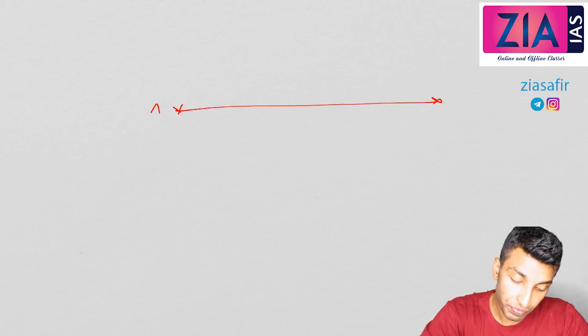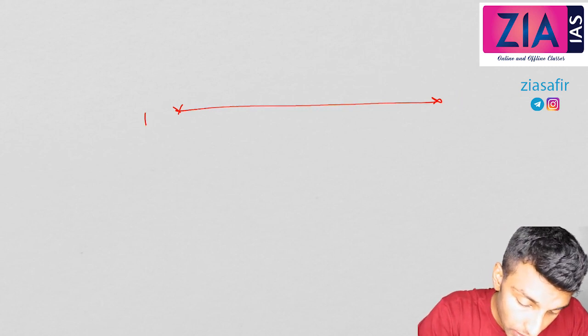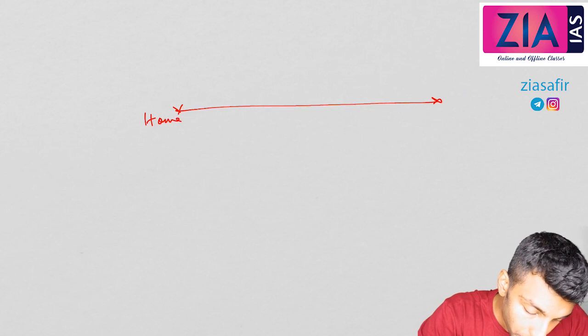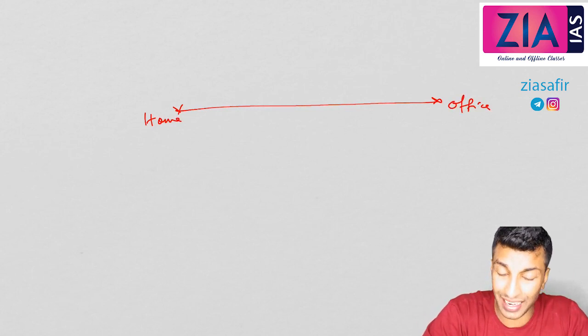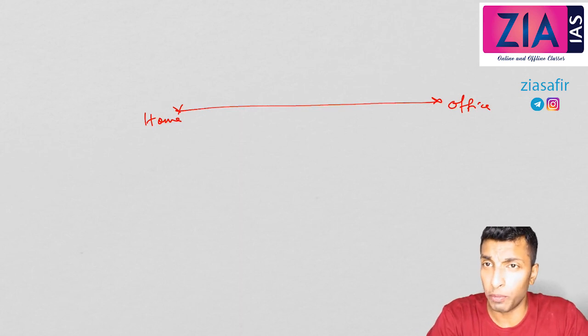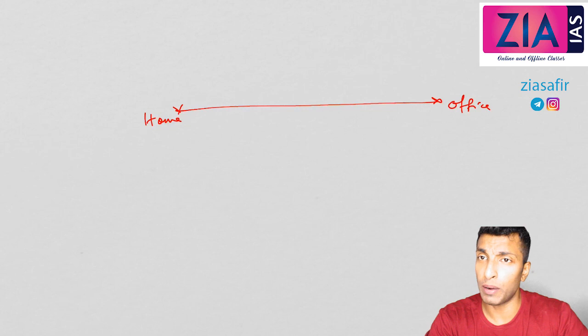Now I'll give you a slightly difficult question. I don't want to put it in words. I'll show you in a diagram. Let's suppose A to B. This is the distance from your home to office, okay? So in words they can give you anything: home to office, school to office, school to home, whatever it is, it doesn't matter. A to B, PQR, etc. It doesn't matter. So you are traveling from one place to another.